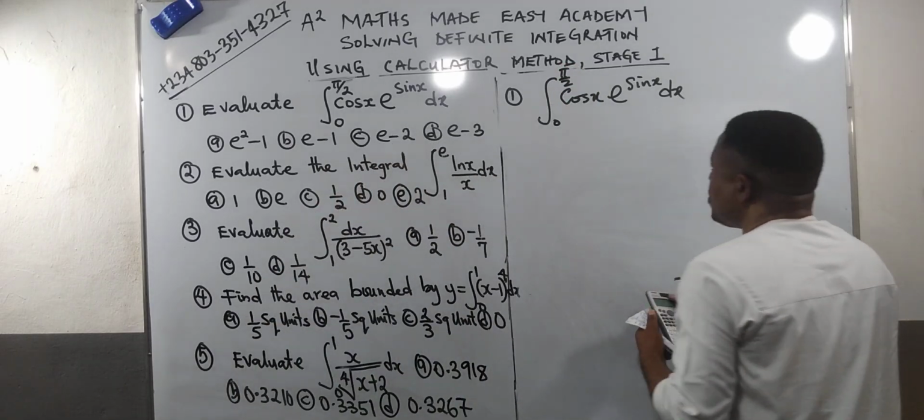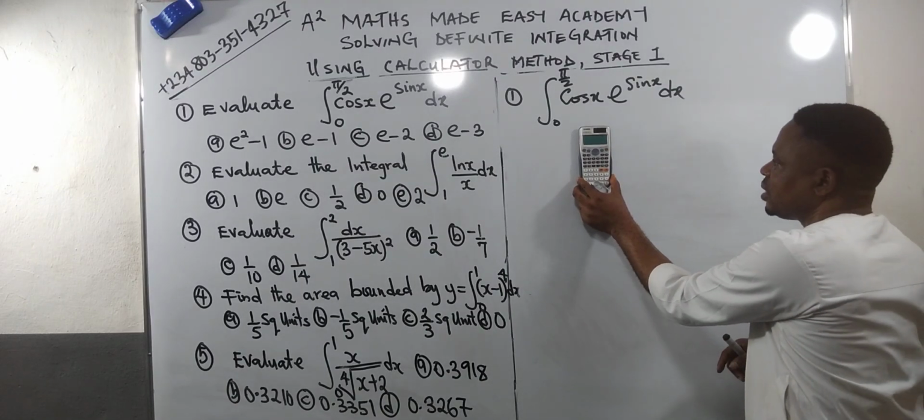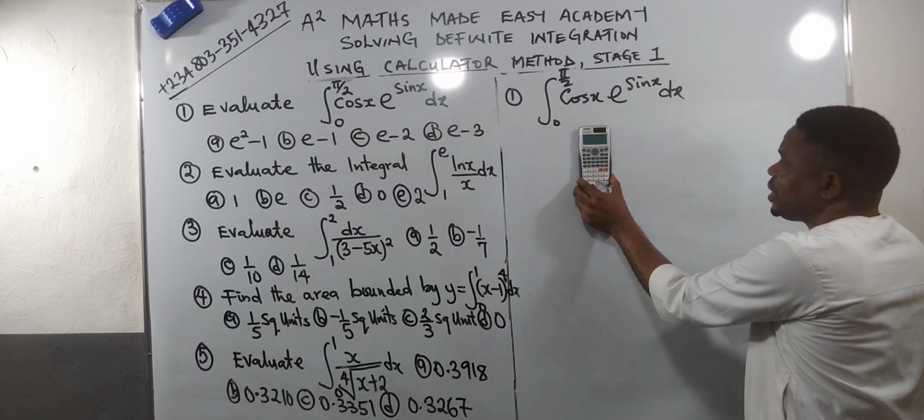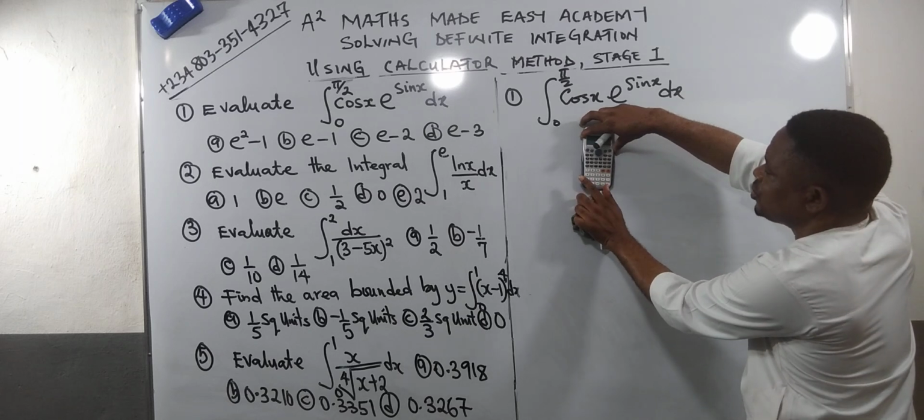Now what do we do? Can we move on now? Now look up. This is the calculator I am talking about. The first thing that you will do here is to convert this to radian first. I have taught you how to convert to radian, right?